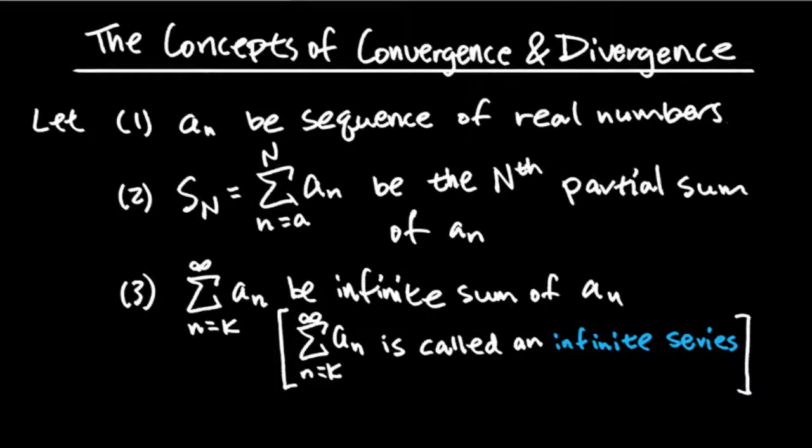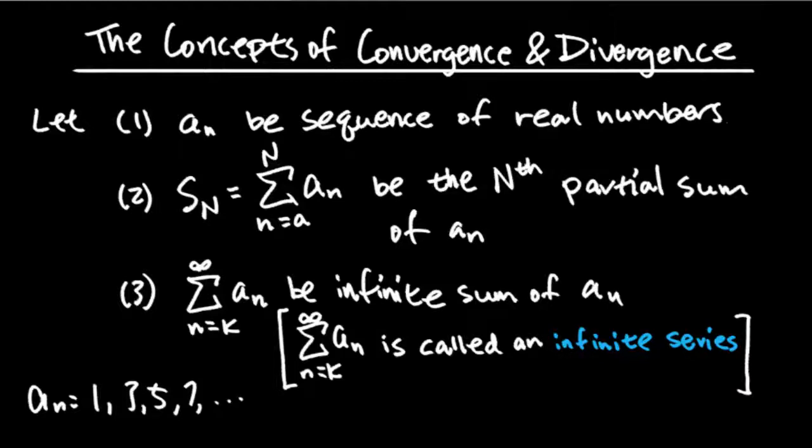First thing is what the word sequence means. A sub n is called a sequence because it's just a sub n equals, for instance, 1, 3, 5, 7, dot, dot, dot. That would be all odd numbers. So that's a sequence that has those things in it.